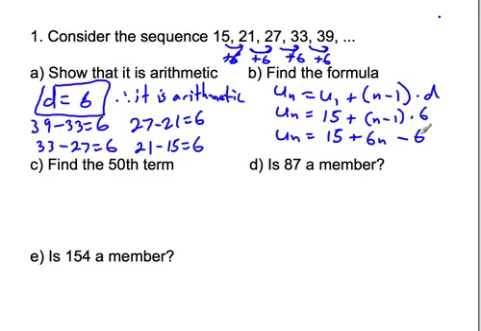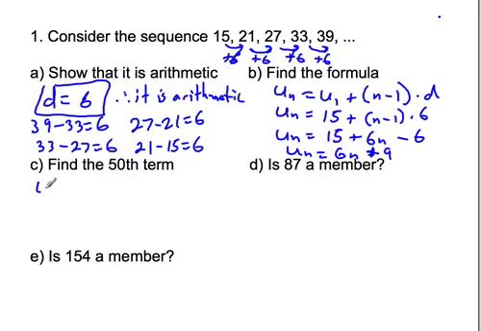And then you could do the 15 minus 6, which gives you positive 9. So your formula is 6n plus 9. That's your rule. That's your general formula for finding any term in the sequence. Okay, so next question is find the 50th term, so we can use our formula to find that.